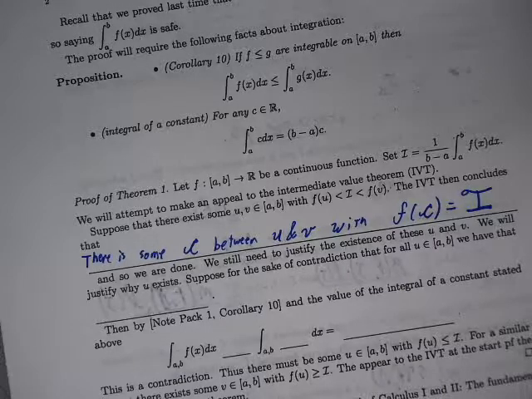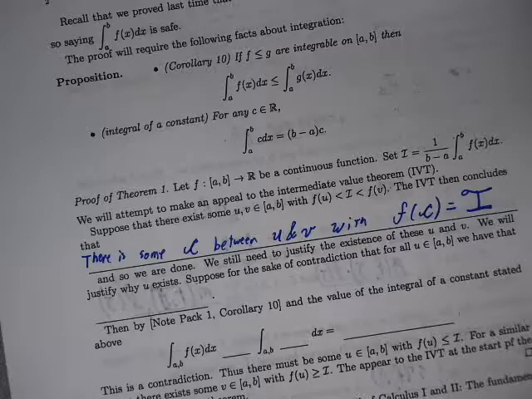So let's just draw a picture. You know that there's A and B, and there's some U and V in between them. You know that C is in there. So all I have to do is justify why U and V both exist.